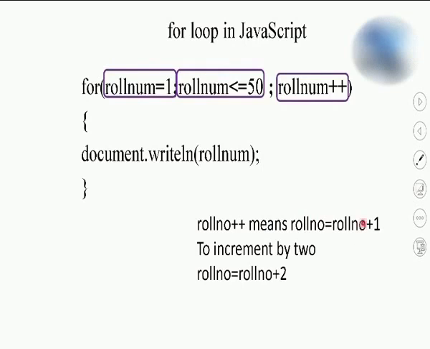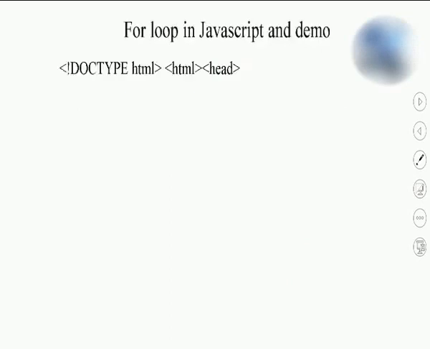Students, do remember that if I want to increment it by 2 or 3 or any number, it will not be 3 plus. It will be simply like this: roll number is equal to roll number plus 2, because I want to increment it by 2. If I want to increment it by 4, then instead of 2 I will write a 4. So that will be the increment or decrement part, the step, that means.